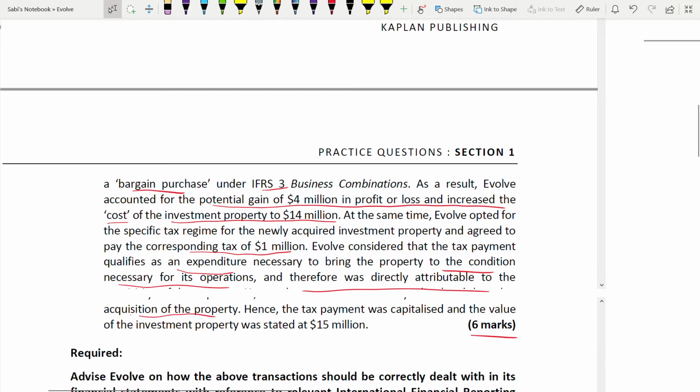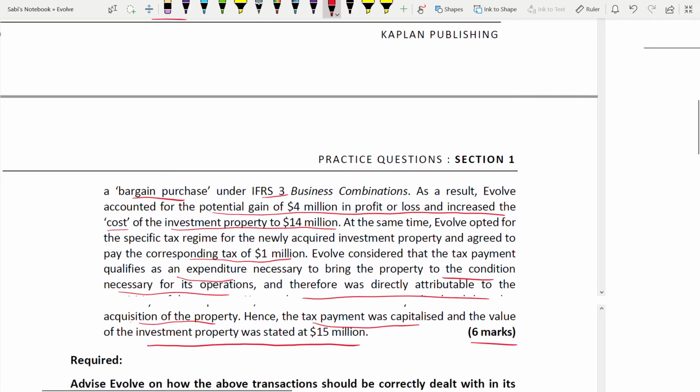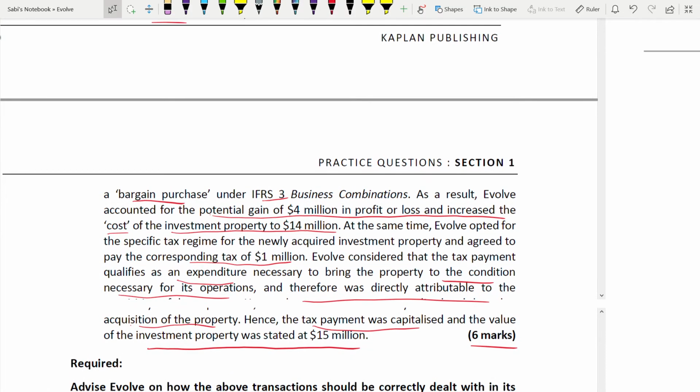They are saying that this tax is required for you to bring the asset to its appropriate location and condition. That means this tax you can capitalize as a cost of the asset. This tax of 1 million, that's what they are saying. Hence, the tax payment was capitalized and the value of the investment property was stated at 15, from 14 to 15. You have to say whether it's correct or not. Obviously, it's not correct. You have to correct the treatment.